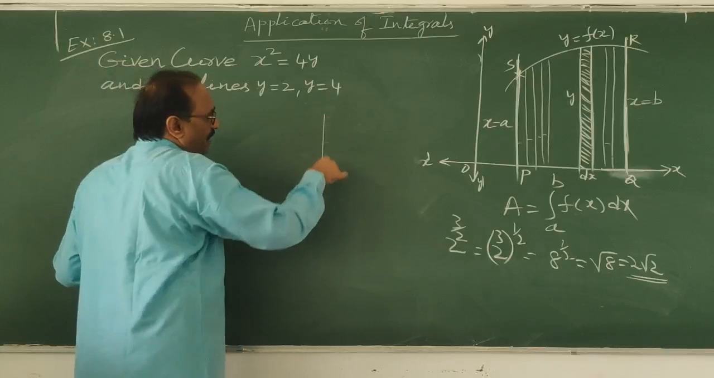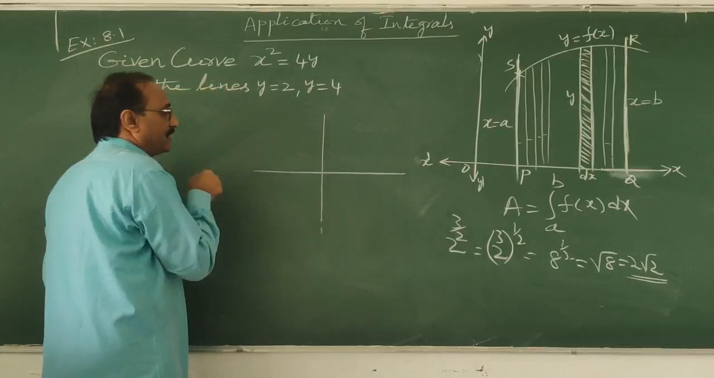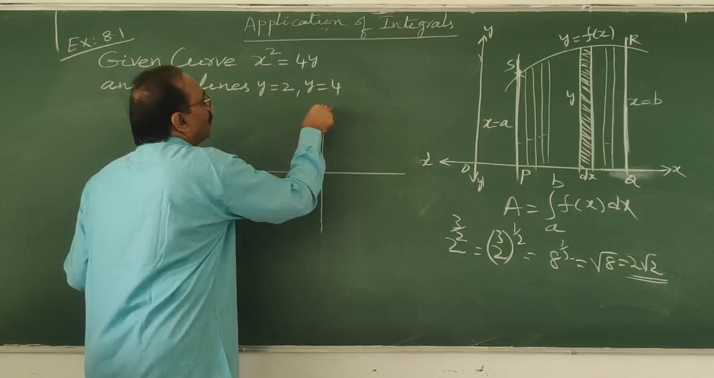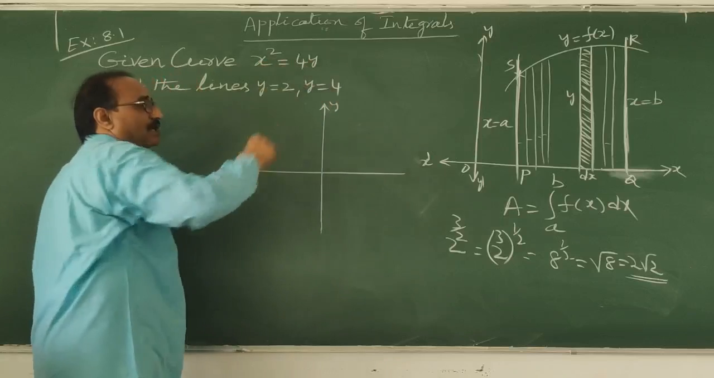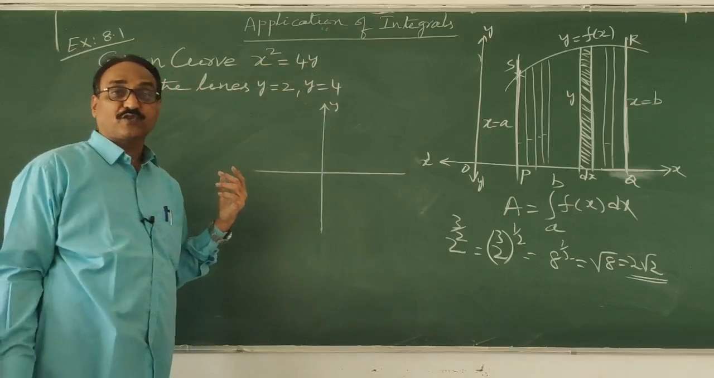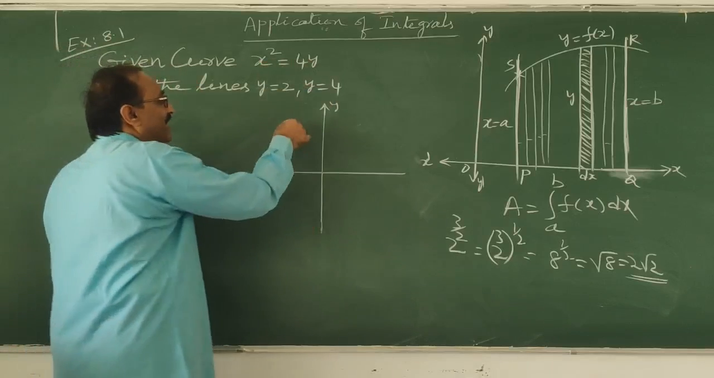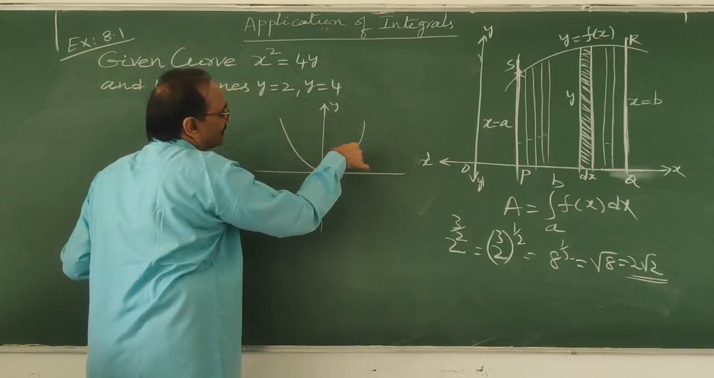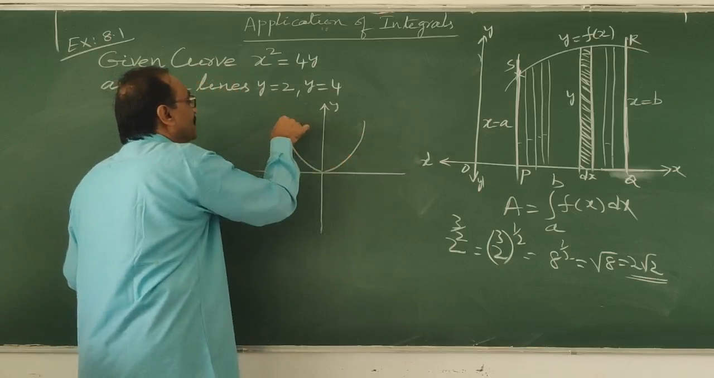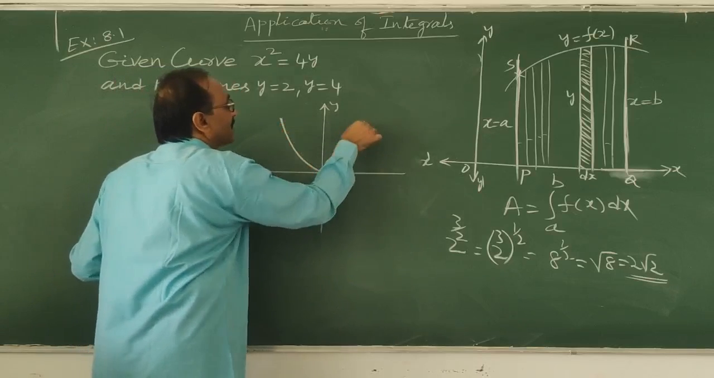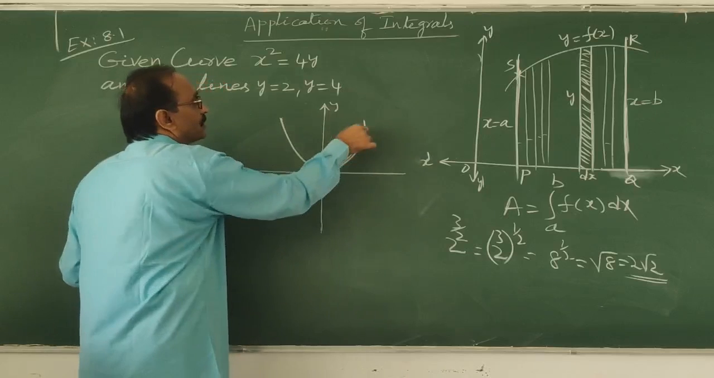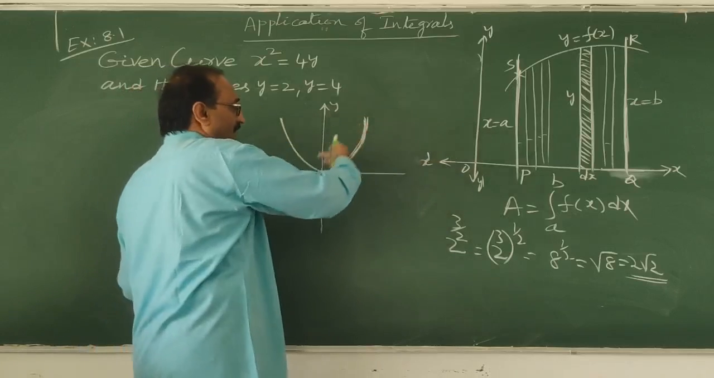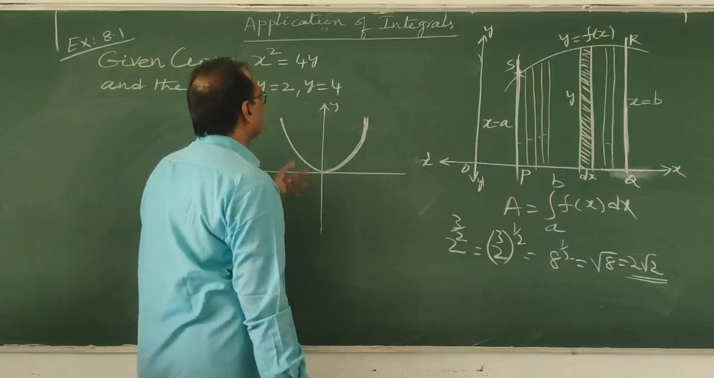Okay. If you draw the diagram, as usual, this is the x-axis and y-axis, no problem. Now, after seeing the diagram, you should remember your x square is equal to 4y. Which parabola? The parabola is like this. Correct or not? This is x square is equal to 4y. The parabola is like this, you know that. If you write like this, y square is equal to 4x, that you have to remember.